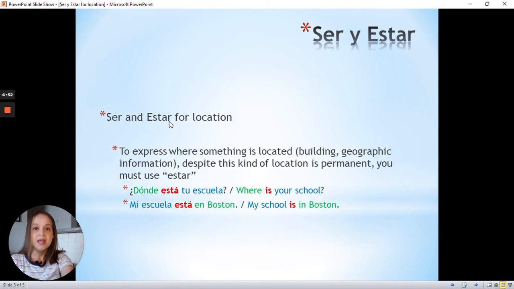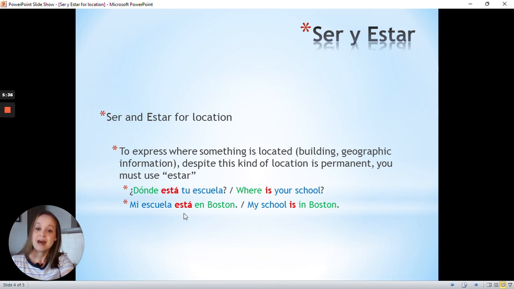To express where something is located, a big thing, a big building, or geographic information like a city, a country, a theater, a supermarket, a mall, something that is physically impossible to move fast and easily, that location is absolutely permanent. However, we have to use estar. Despite this kind of location being permanent, you must use estar. ¿Dónde está tu escuela? Where is your school? You could take your school and move that building according to your convenience, right? It would be great, but it doesn't happen that way. So we have to say está for this kind of location.